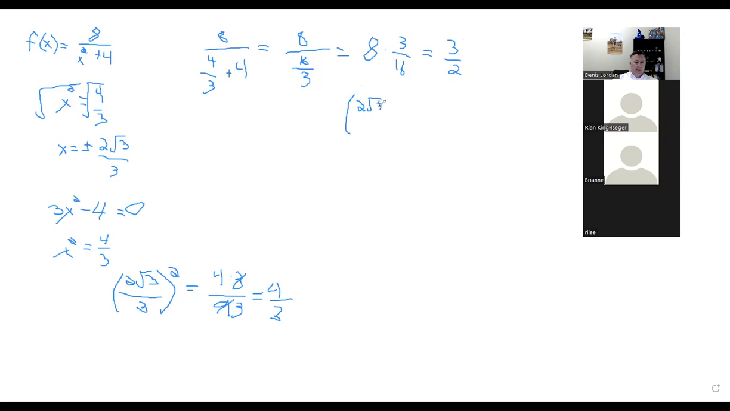And you'll get the same answer whether you plugged in the positive or the negative x value, because you're squaring it. So because you're squaring it, you're going to get a positive no matter what. So it's going to give you the same result. And there's your 2 inflection points.